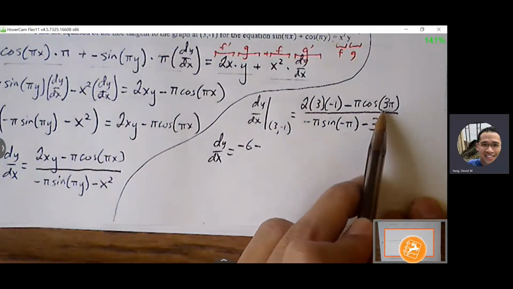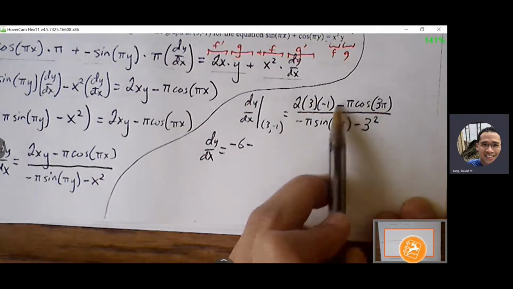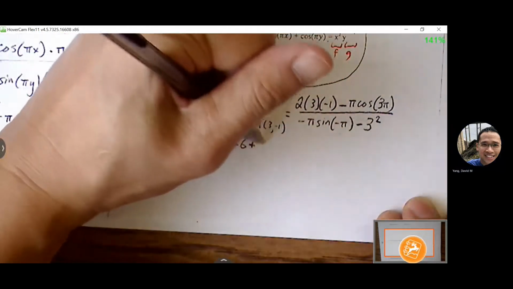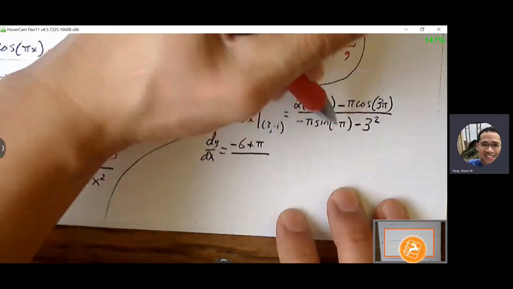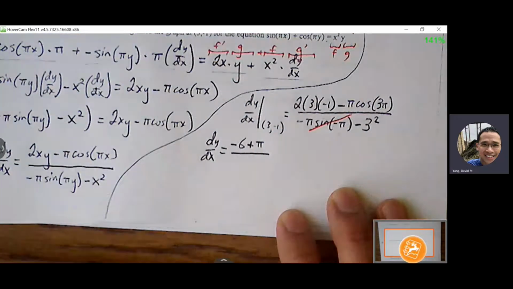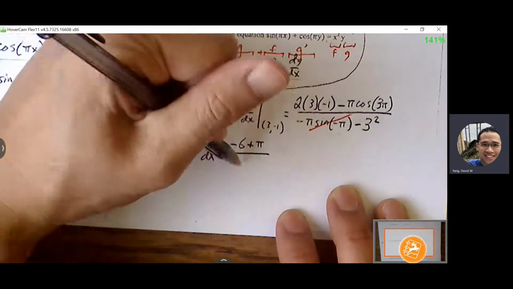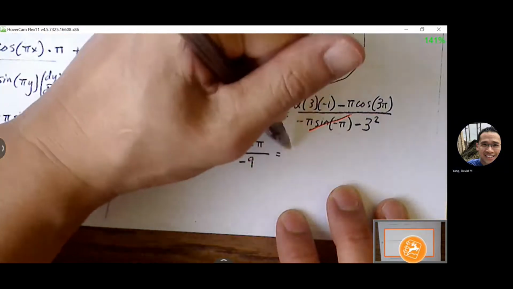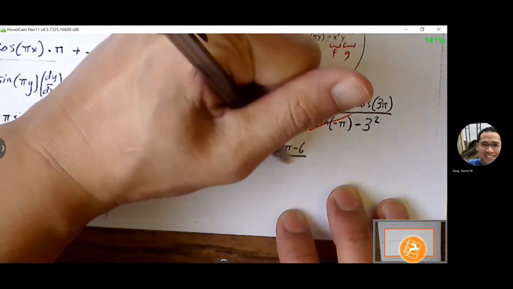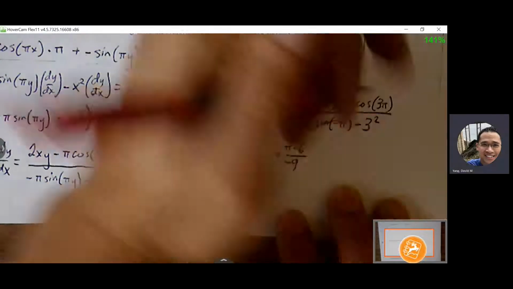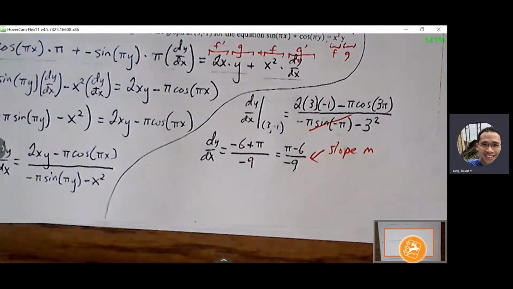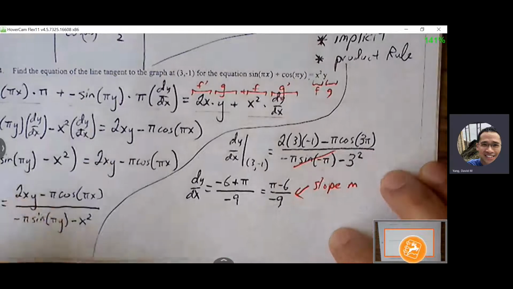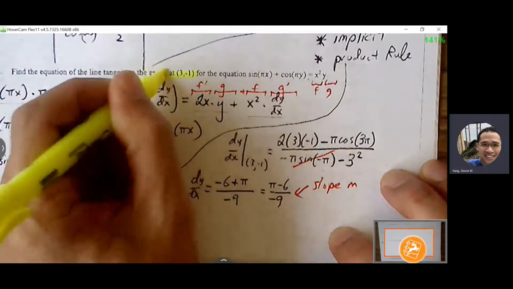Cosine of 3 pi is -1. -1 times negative pi will be a positive pi. Sine of negative pi is 0. 0 will take everything else with it. And then we're left with a -9 below. Okay, there's our slope. So now we have our slope, we have our ordered pair. Now we can do point slope form.